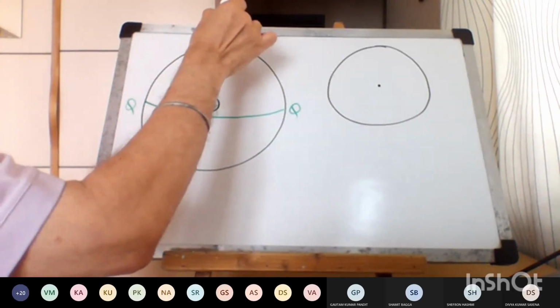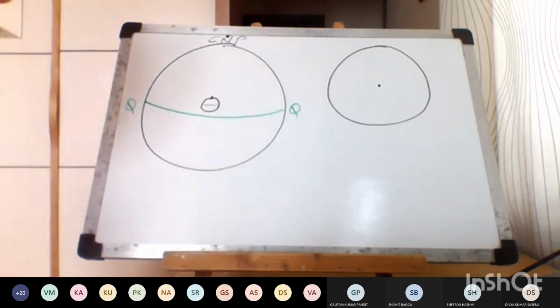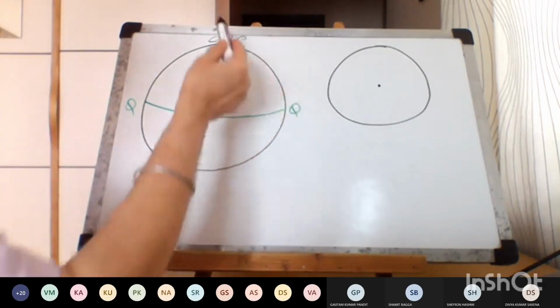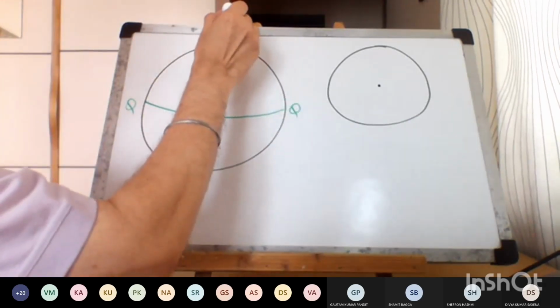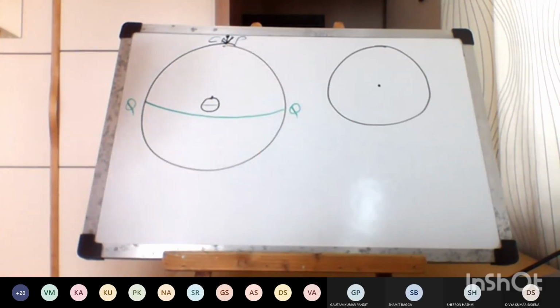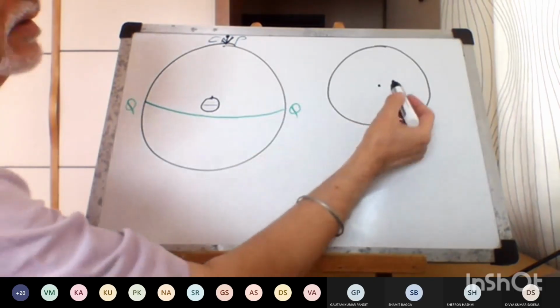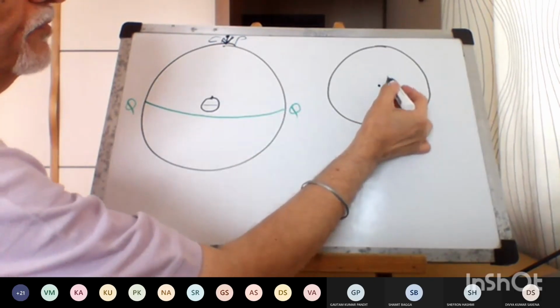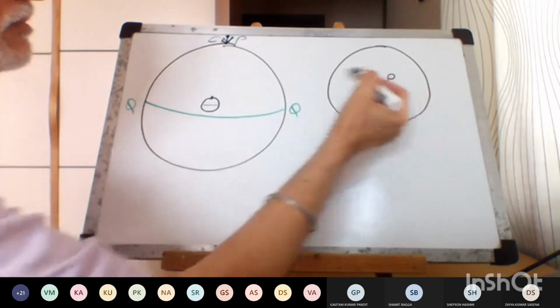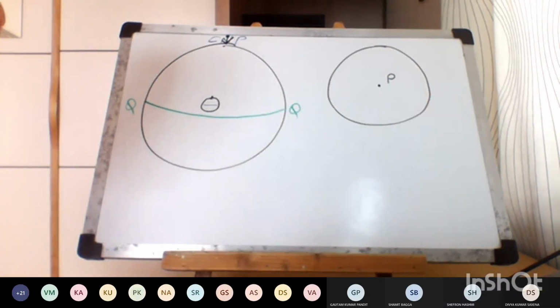Someone who's standing above the celestial north pole very high, and if he is looking down from the top, what will you see? You will see something like this, with the pole in the center.